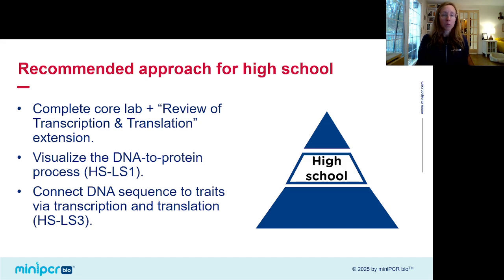For high schoolers, we would recommend completing the core lab and then adding on the extension on reviewing transcription and translation. In that extension, it really goes deep into the molecules that coordinate transcription and translation, what their interactions and roles look like. So it provides a little bit more depth to our core lab. If you implemented the curriculum in this way, you would service NGSS High School Standards LS1 and LS3 by focusing the discussion around visualizing the DNA to protein process with transcription and translation as the intermediaries.